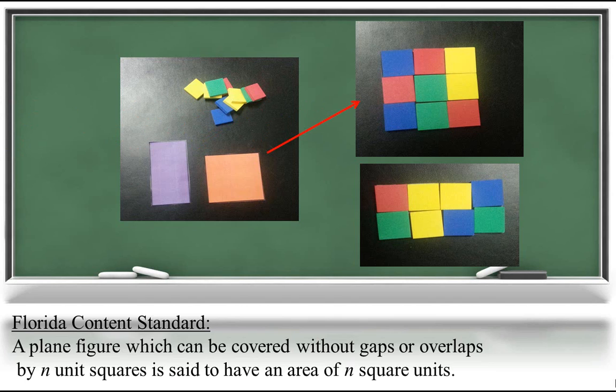We can see that when we cover the orange square, we have 1, 2, 3, 4, 5, 6, 7, 8, 9 square units that cover up the orange square, so the orange square has an area of 9 square units. The purple rectangle, however, has an area of 8 square units. This gives the kids a more precise measure of area, and they learn that area is measured in square units. The orange square has a larger area because it has 9 square units versus the purple rectangle with only 8 square units.